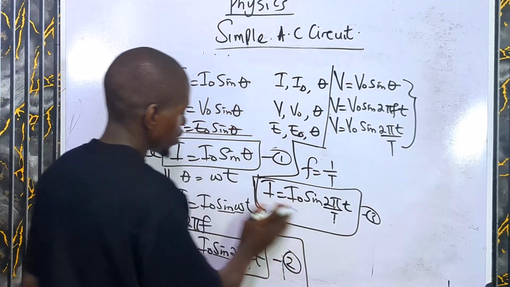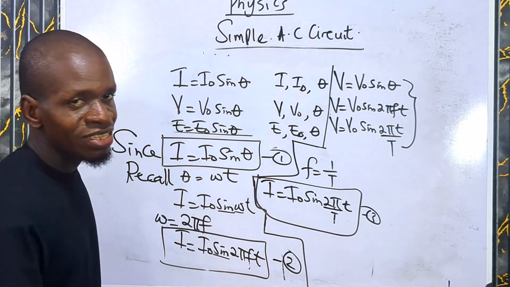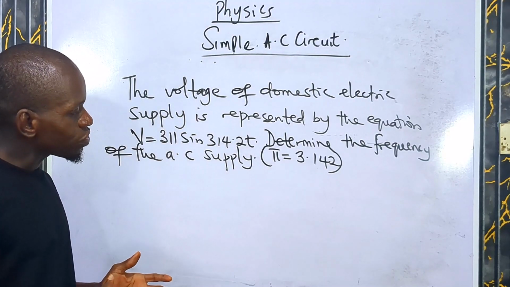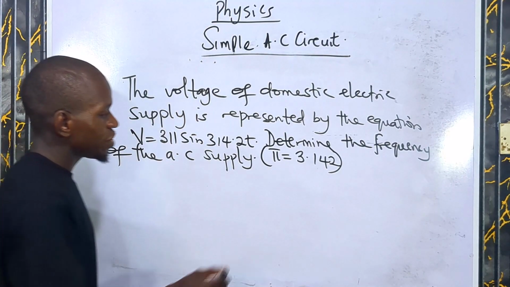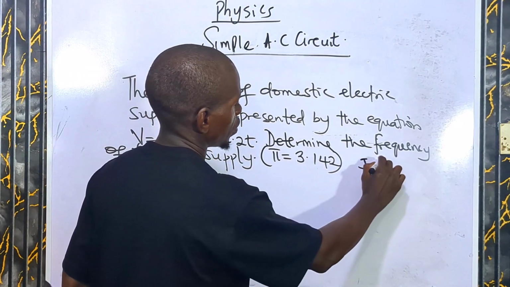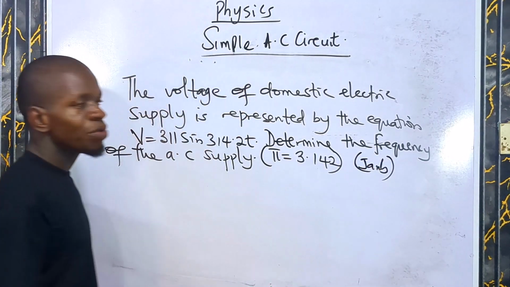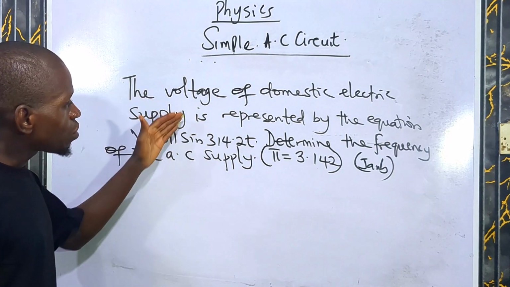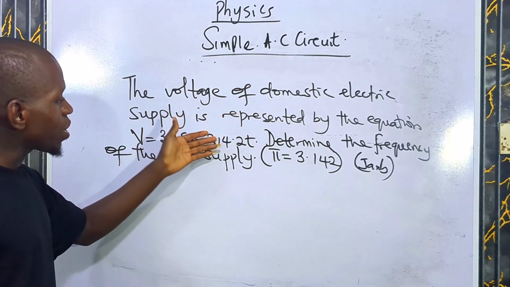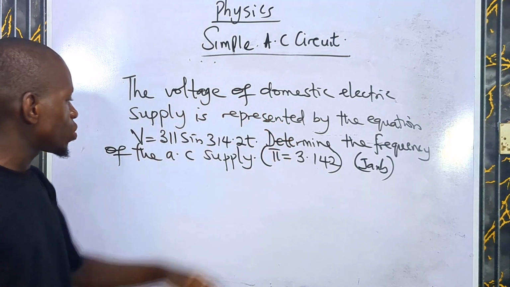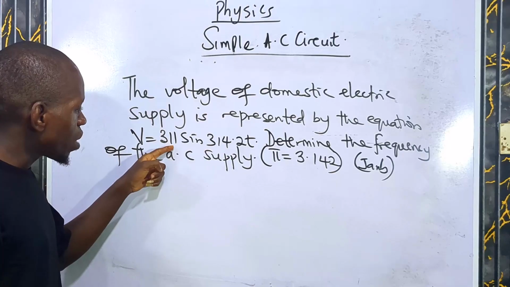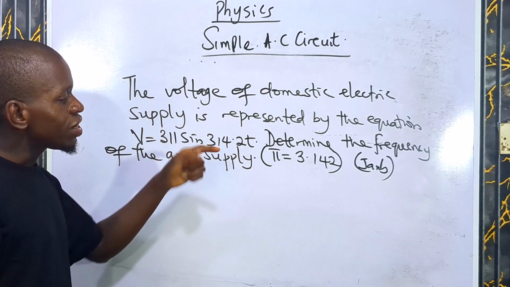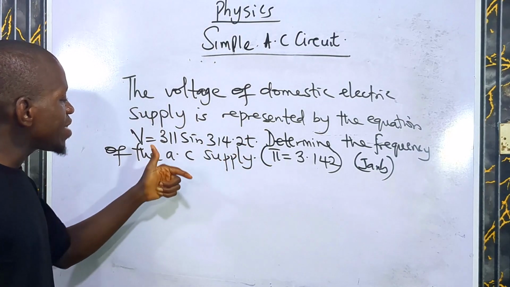So these are known as instantaneous voltage, whereas these three are known as instantaneous currents. Look at this question closely. How can I solve this question? This is a JAMB question, and you are given this question to solve. Let me read the question. The question says the voltage of domestic electric supply is represented by the equation V equals 311 sine 314.2 t. Determine the frequency of the AC supply.